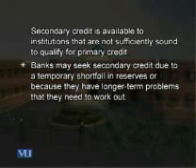The secondary credit is available to those financial institutions who are not financially that sound. They need a short-term loan, but their financial position is not as strong as that of another commercial bank that asked for the primary credit. So banks may seek secondary credit due to a temporary shortfall in reserves or because they have a longer-term problem that they need to work out.